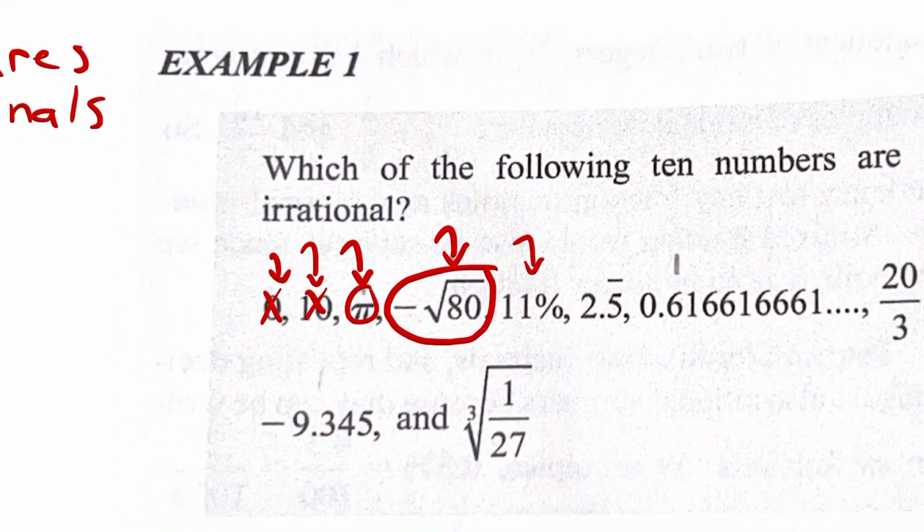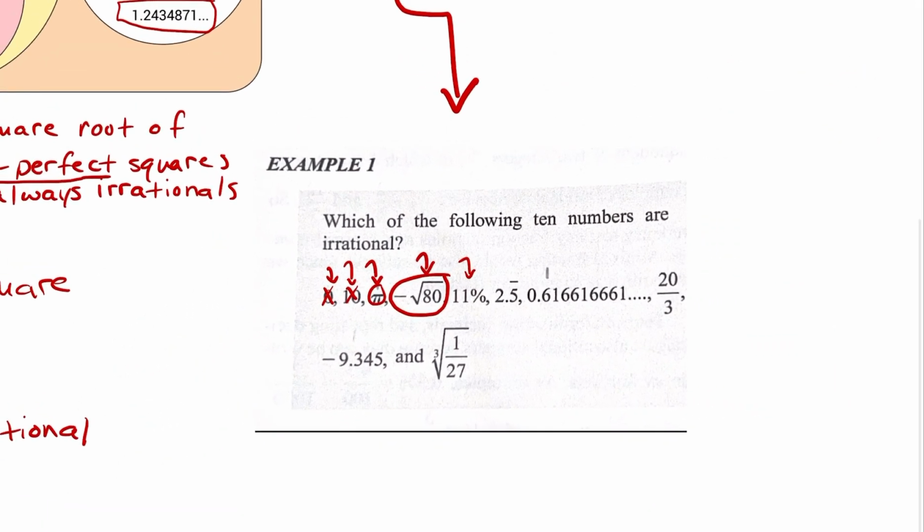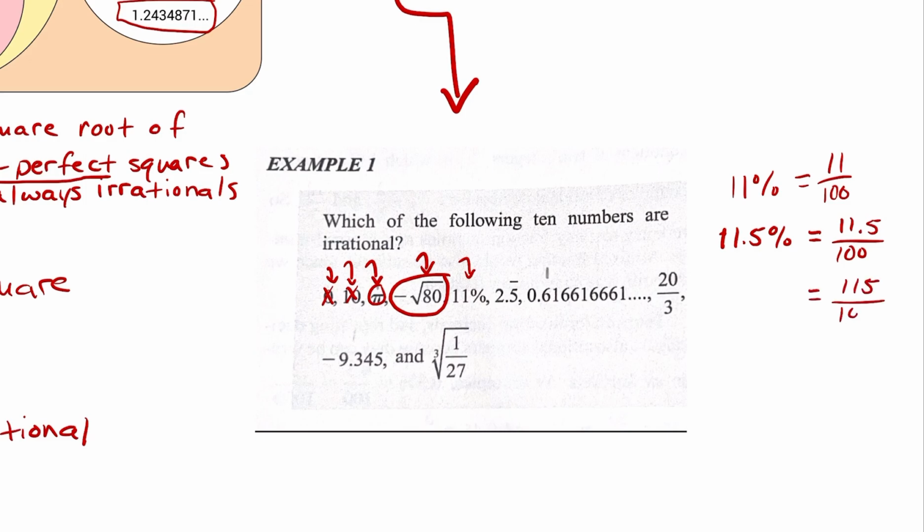11%. What do I do with percentages? Well, percentages can always be written as a fraction. All you have to do is take that number and put it over 100. So if I have 11%, that's going to be equal to 11 over 100. And even if there's a decimal in your percentage, let's say, for example, it was 11.5%, I'd still put that over 100. And I would just multiply the numerator and denominator by 10 until I no longer have a decimal. So this would actually be equal to 115 over 1,000.